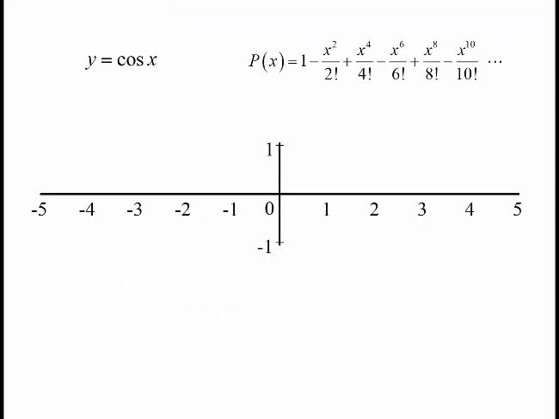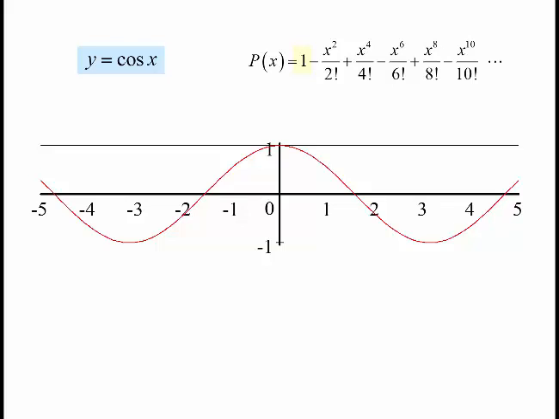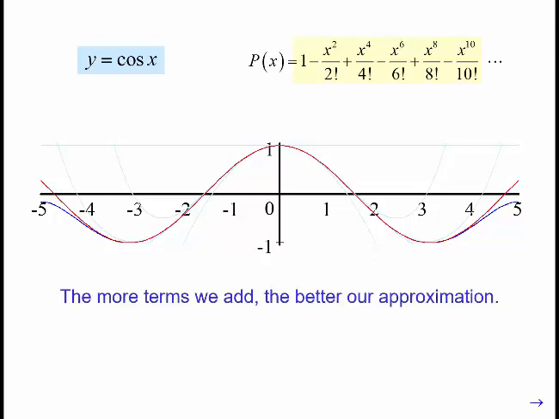So if I look at the graphs here, this is my original y is equal to cosine of x. Here's p of x is equal to 1. And then watch what happens as I continue to add terms. The graph keeps getting better and better to look like cosine of x. So the more terms we add, the better our approximations become here.